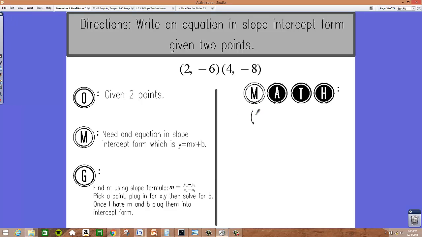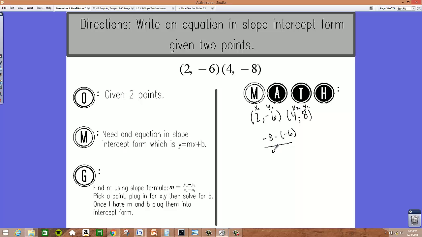We take our points, (2, -6) and (4, -8), and we label them so that we can find the slope. The first coordinate is x1, then y1, x2, y2. We're going to plug them into the slope formula, starting with y2, which is -8. We're going to subtract y1, which is -6, making sure to keep our second point in parentheses so that we don't accidentally forget to put the negative symbol on it.